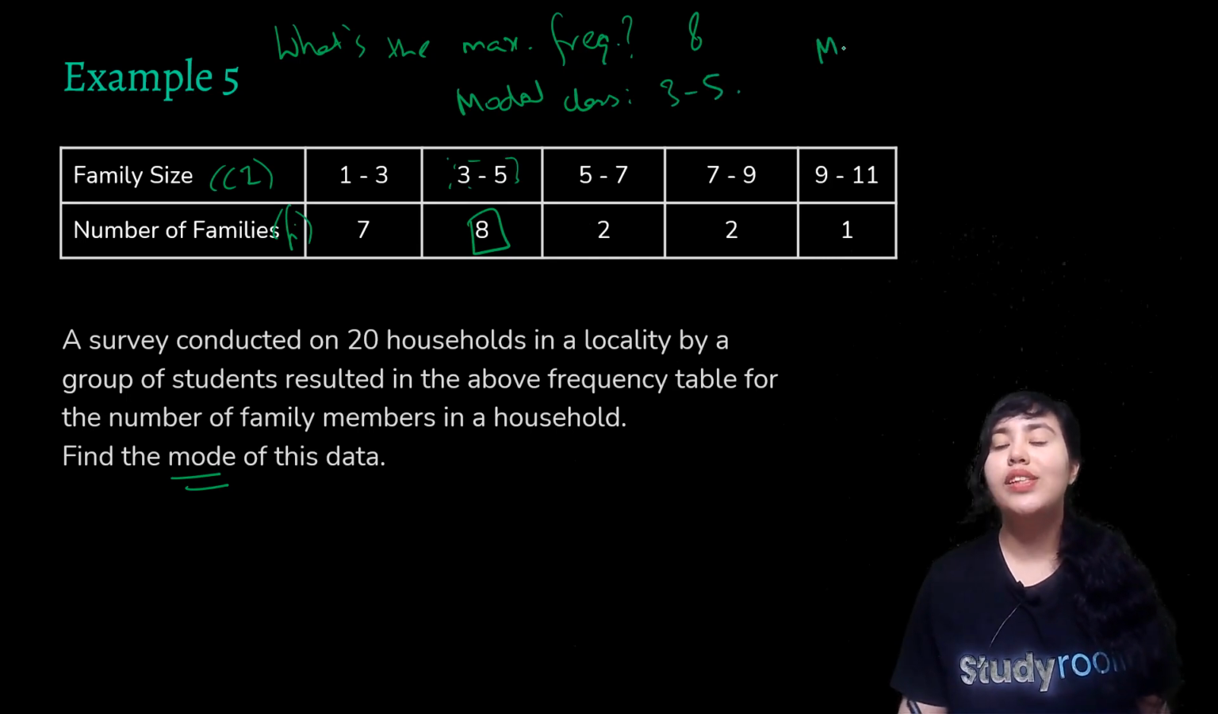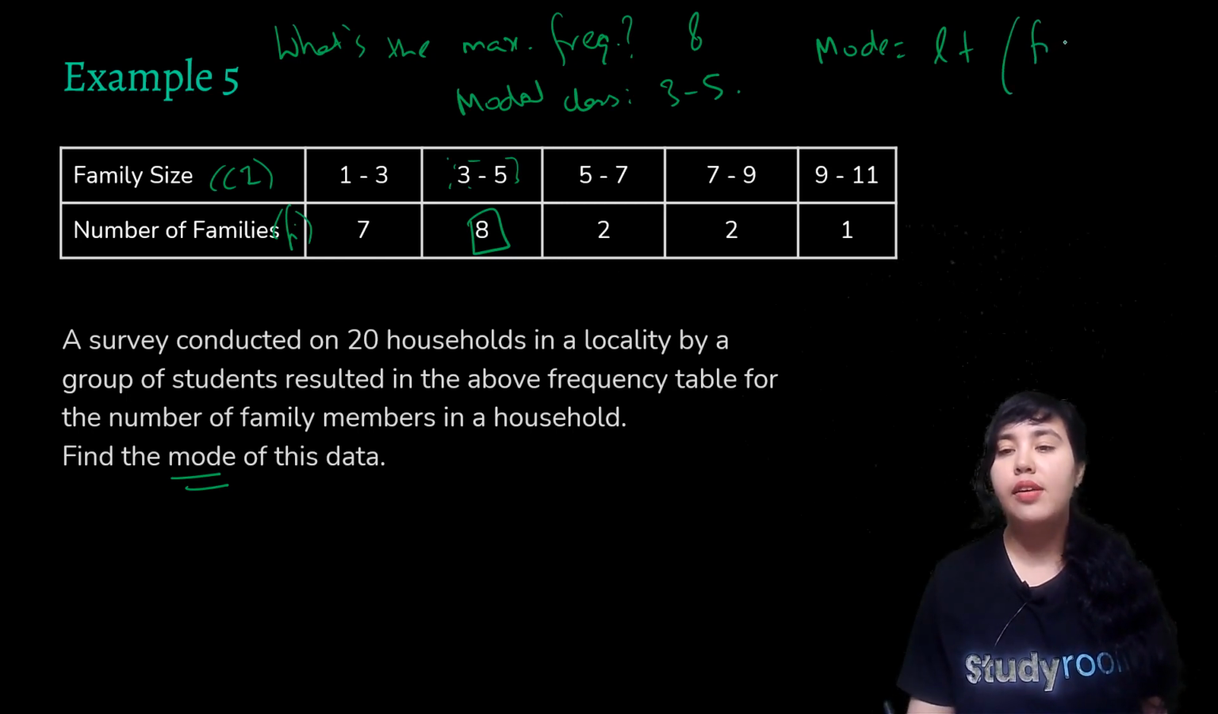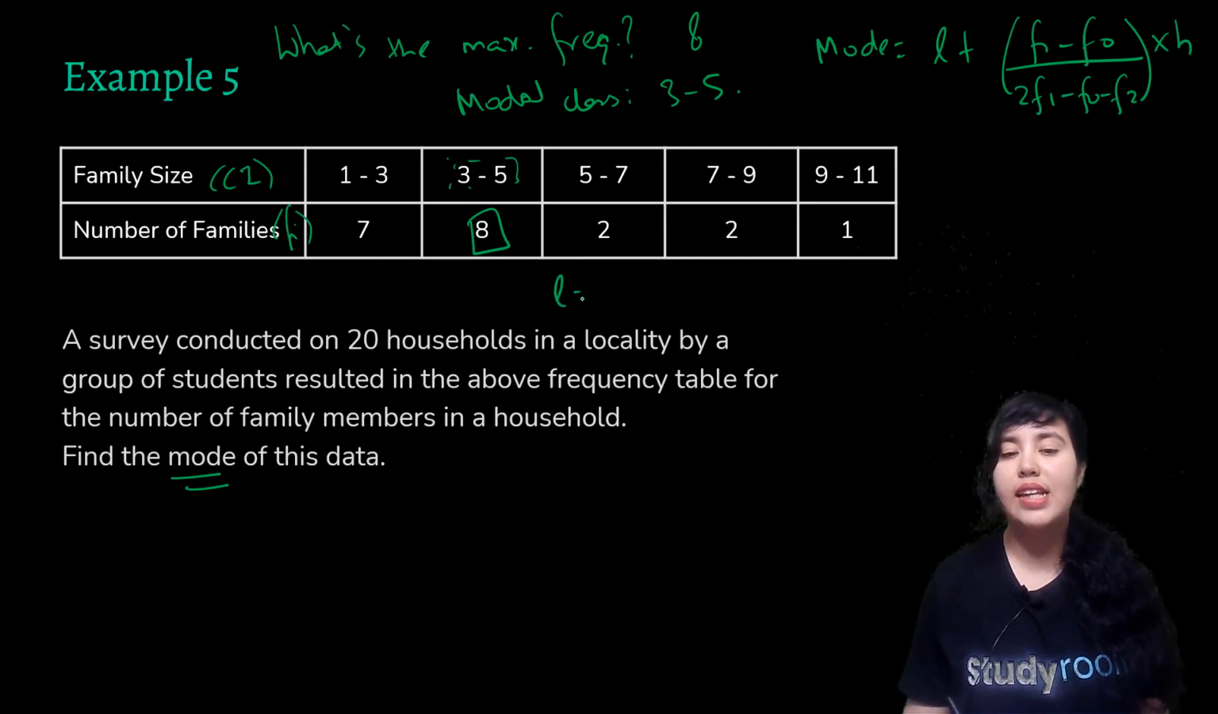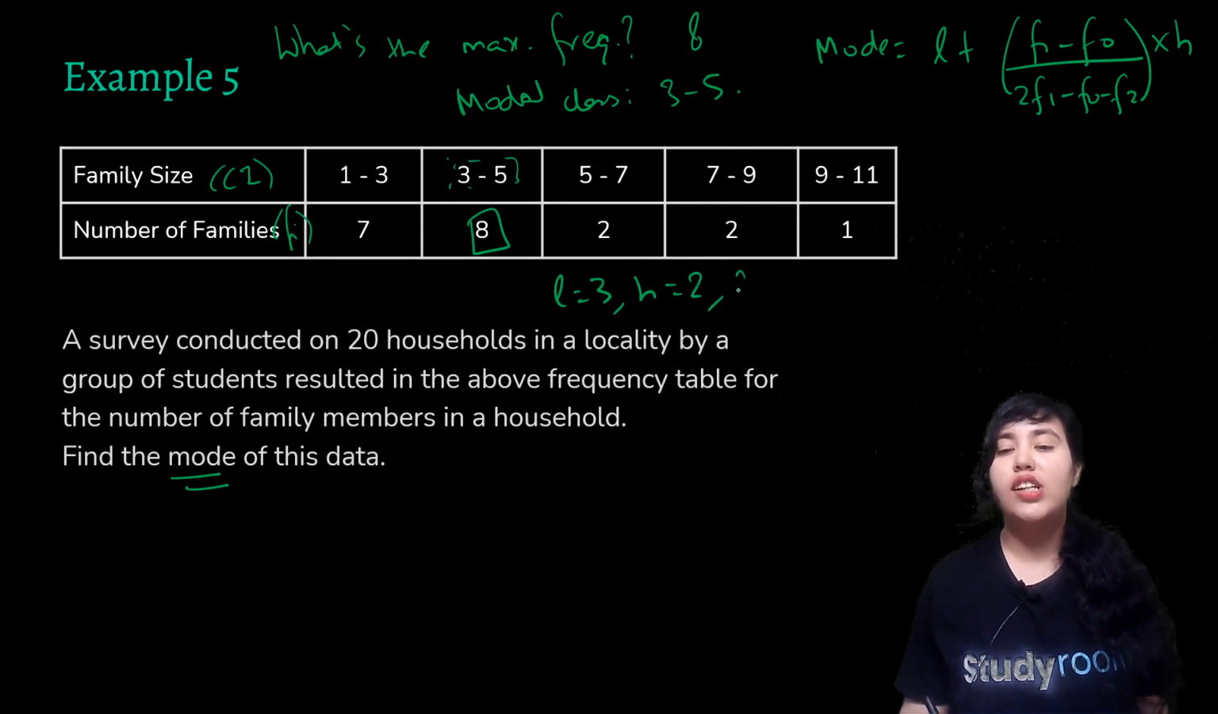Now what was the formula for mode? That was L plus F1 minus F0 upon 2F1 minus F0 minus F2, into h. So this is the modal class. What is the lower limit of this modal class 3 to 5? L is equal to 3. What is h? 5 minus 3, it is 2. What is F1? Frequency of this class is 8. What is F0? Frequency of the preceding class is 7. What is F2? Frequency of the succeeding class, that is 2.